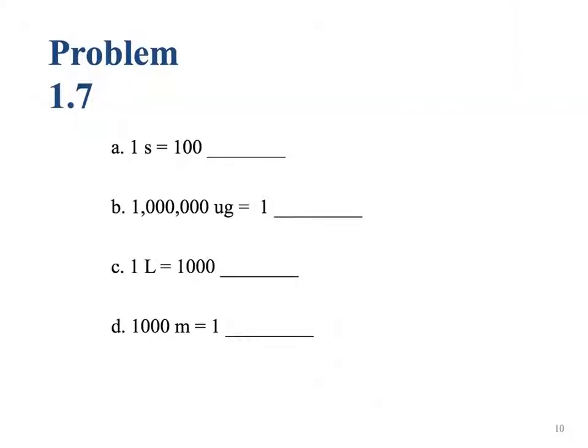So for example, 1 second is 100 centiseconds. So we see here 1, 2, 3, 4, 5, 6. This is micro. So this is equal to 1 gram. Here we have 1 liter is 1,000 milliliters. And here 1,000 meters is equal to 1 kilometer.